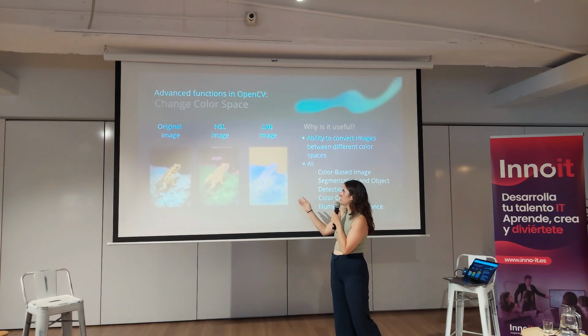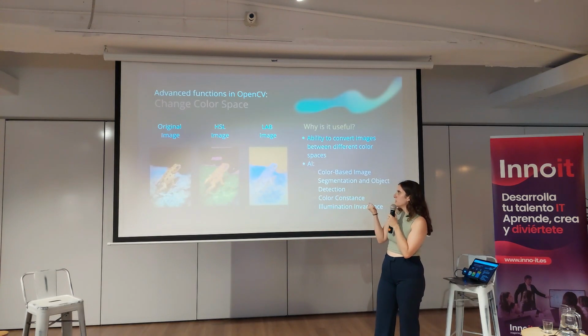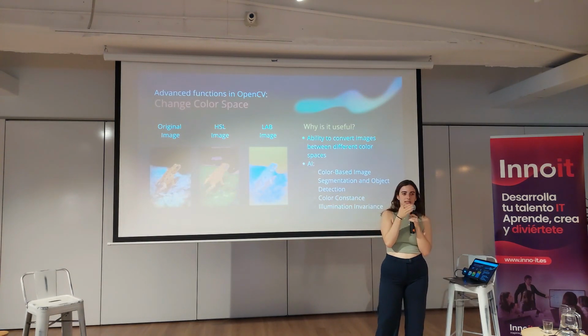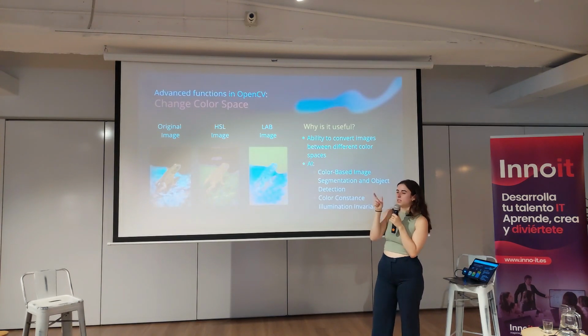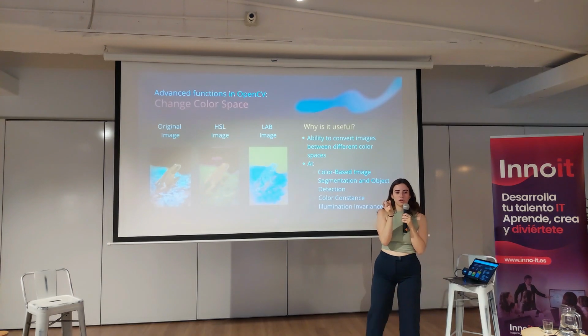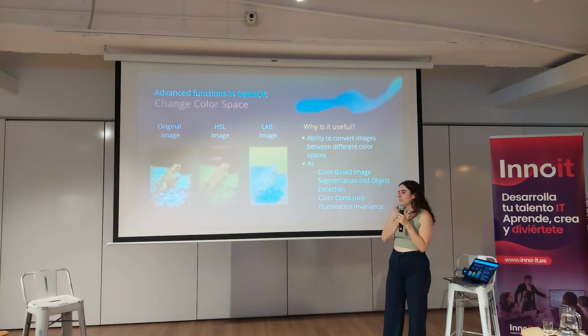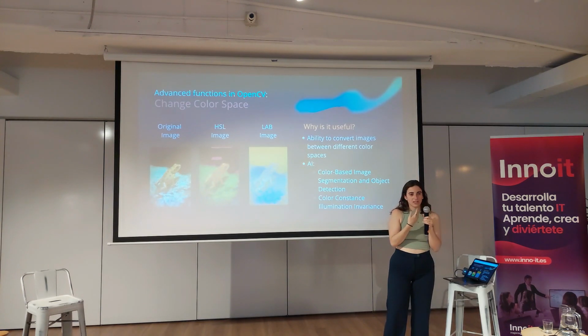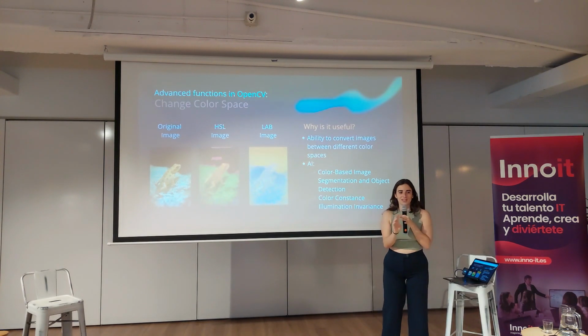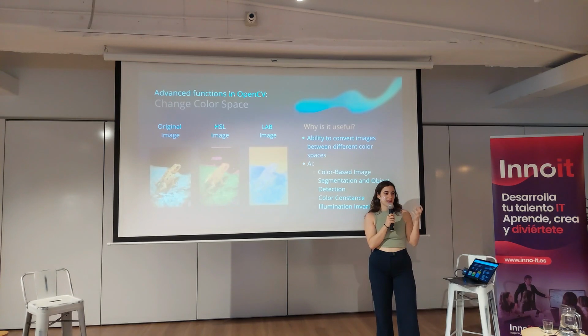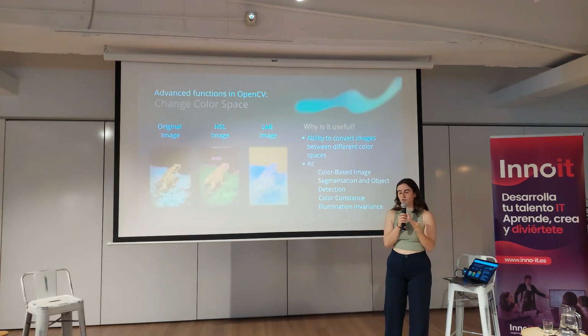LAB is also very useful. It stands for luminance, and then A is the relation between green and red, and B is the relation between yellow and blue. So you can play with these values and then adjust the images to it. I use it a lot when I do disease detection. I use it with plants, with humans, with teeth, because it helps you get the values that you want or understand the content that the image is giving you.